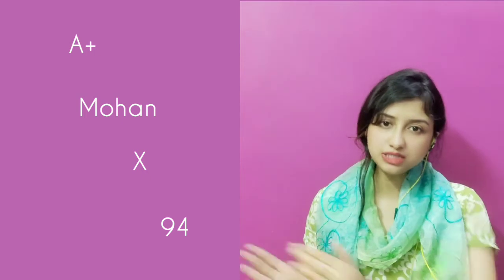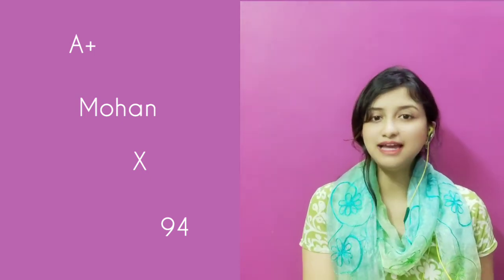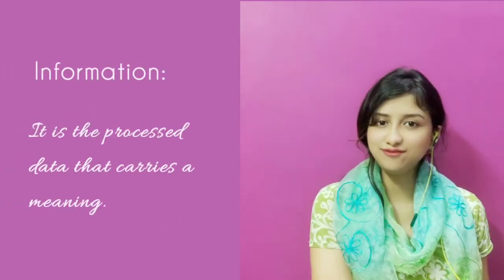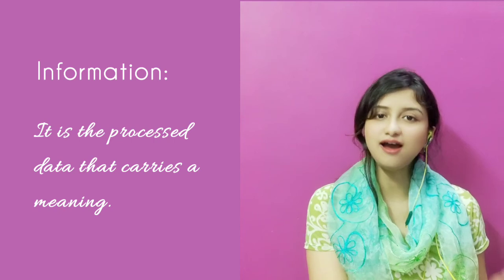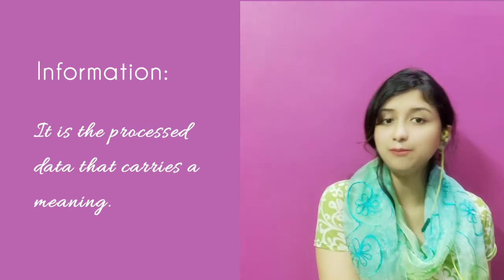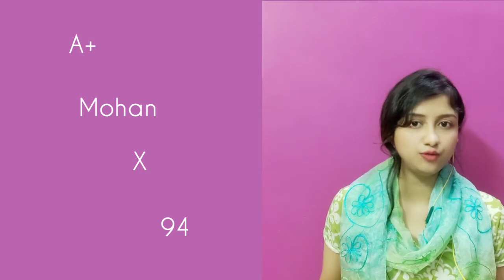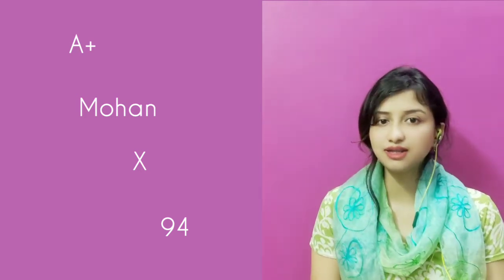But once you turn this into a meaningful process, then it is known as information. So the processed raw facts and figures, that is data, are information. That is when they become meaningful, when they convey any meaning. So what was there? It was A plus, Mohan, X and 94, right? Till now this doesn't contain any meaning.